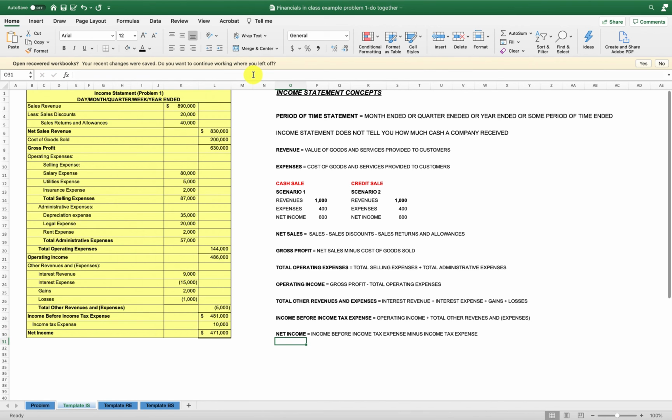All right, so that's some concepts for the income statement. One of the key concepts is that it is a period of time statement, and that the income statement doesn't tell you anything about the cash of a company. The cash flow statement will tell you about that, and we're going to learn about that a little bit later.